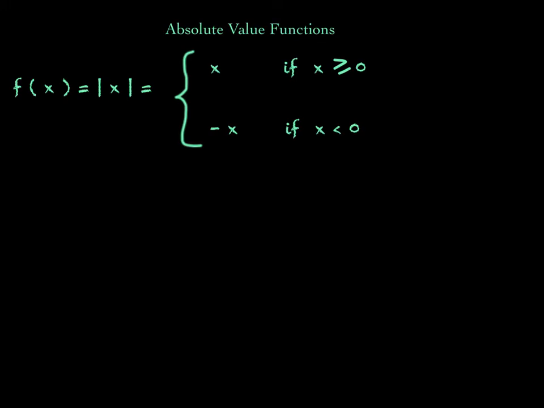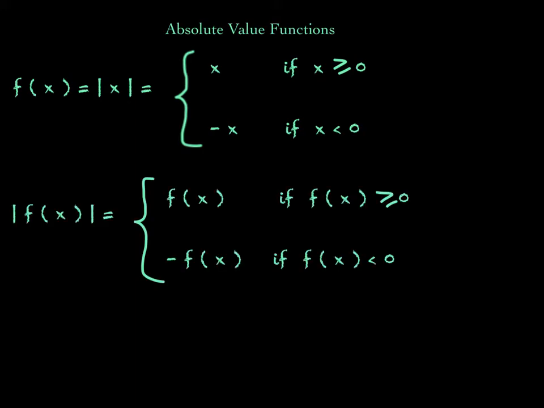Now, based off of the definition of an absolute value of a number, we can now consider the definition of a function that is the absolute value of another function. Let me write it down so that you can understand. So here we have the absolute value of a function. The absolute value of a function f of x is equal to f of x as long as f of x is positive. But the absolute value of f of x is equal to the opposite of f of x as long as f of x is negative.